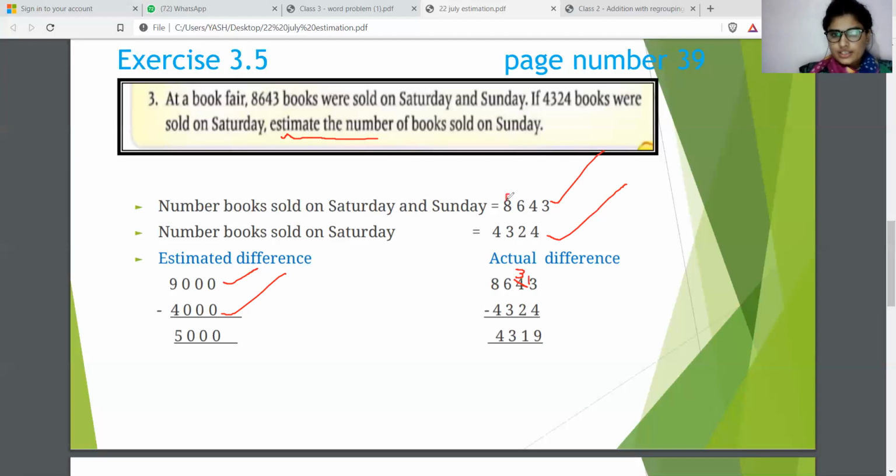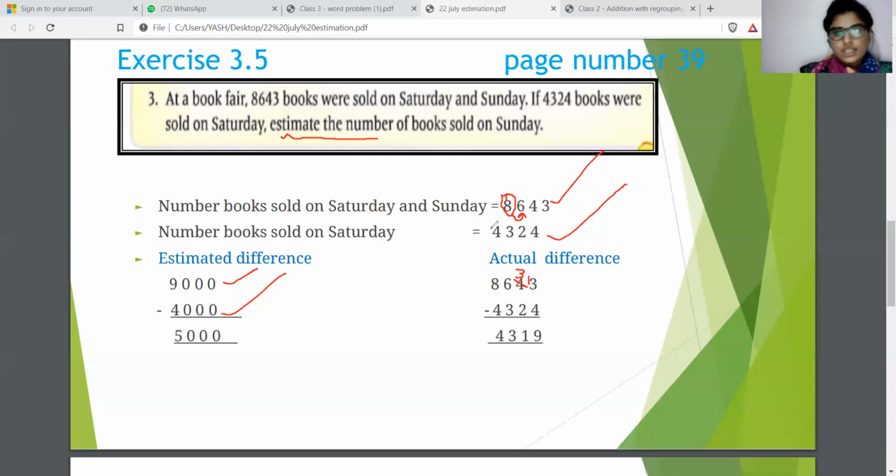We just highlight the thousands place and see the hundreds place. Can you tell me, is 6 greater than 4? Yes. So add 1 to 8. 1 plus 8 is 9. So write here 9, and on the right side of the thousands I have 3 more places, so I will write 3 zeros.